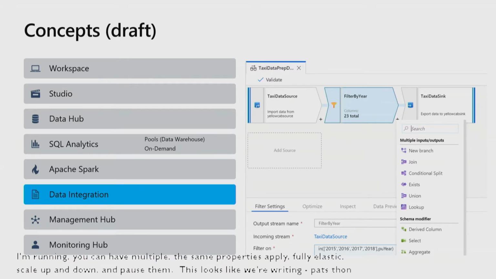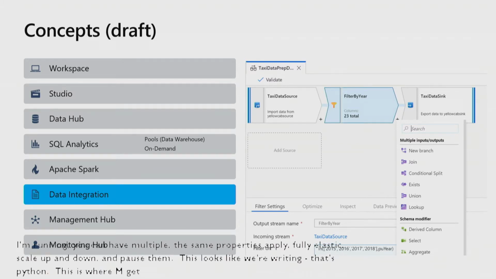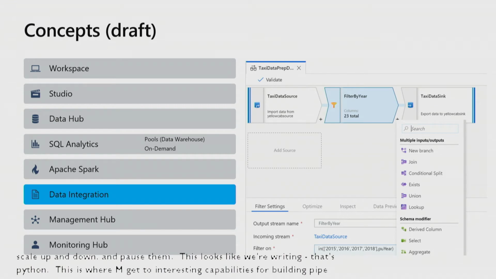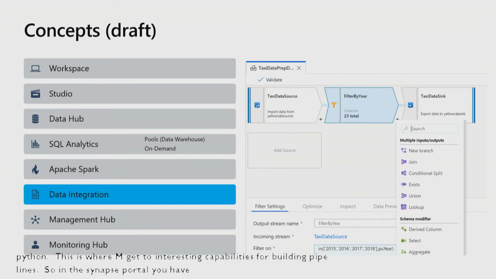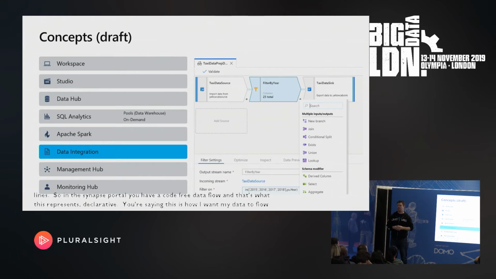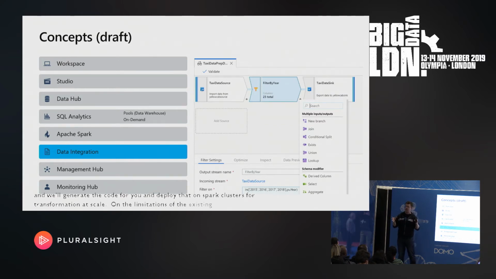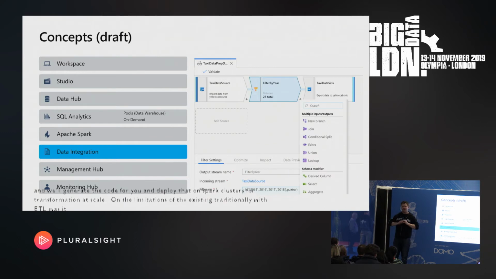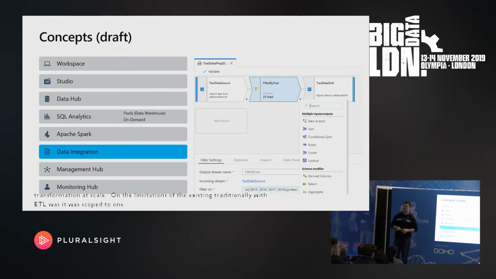This is where we get to some interesting capabilities for building pipelines. So in the Synapse portal, you have a completely code-free data flow, and that's what this represents. Think of it as declarative. You're basically saying, this is how I want my data to flow, and we will generate the code for you and deploy that on Spark clusters for transformation at scale. One of the limitations that existed traditionally with ETL was it was kind of scoped to one machine, unless you wanted to push it down to distributed warehouses on premises. With Synapse, all of your ETL is fully distributed. So we think of this as not only being code-free, but very scalable depending on the volume of data that you want to transform.